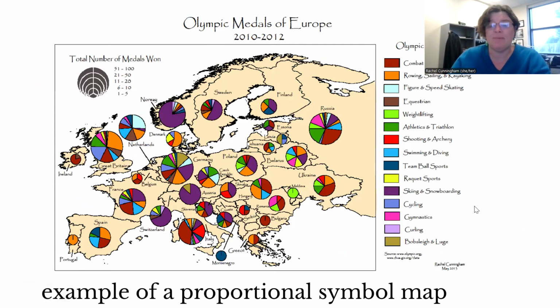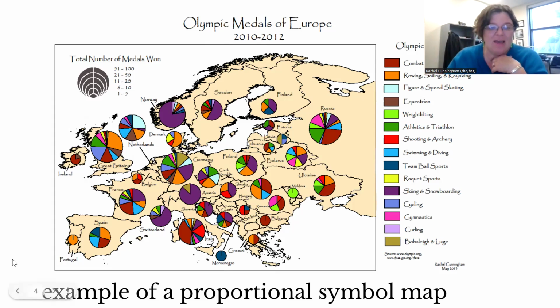This is an example of a proportional symbol map, and I've chosen one that specifically shows that pie chart effect I was talking about, which those of you in the lab class will see in your atlas. And so you can see this is looking at Olympic medals of Europe for some specific summer and winter Olympics. This symbol up here is going to be your legend. It's showing you the size of the shape means how many medals won.